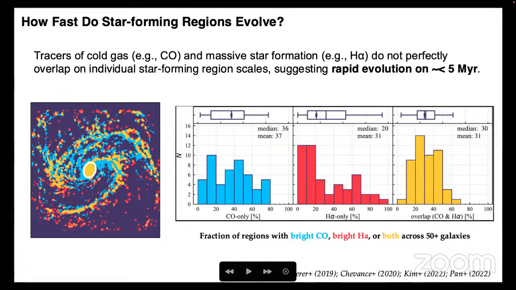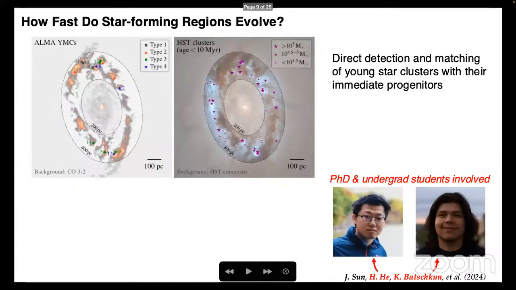Of course, this is only one way of pinning this down. There have been other complementary efforts to measure the same thing. I am particularly interested in exploring a different method, which is direct detection and cross-matching of young star clusters with their massive progenitors, which lets you pin this down in a more straightforward way. This work involves wonderful PhD and undergraduate students from my previous institute, McMaster University. The basic idea is you look at HST and JWST images, and you identify star clusters. From their broadband SEDs, we can tell what their ages are.